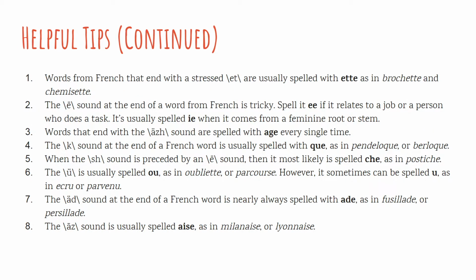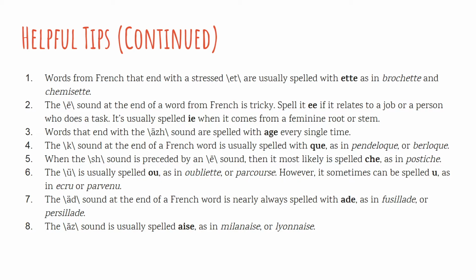Next, we have some more language tips. First of all, the et sound at the end of French words is usually spelled ette, as in brochette and chemisette. Next, we have the long e sound. The long e sound at the end of words from French is pretty tricky. There's a few ways it can be spelled, the most common of which are ee and ie. You can spell it ee if it relates to a job or a person who does some task, but it's going to be usually ie if it comes from a feminine root or stem.